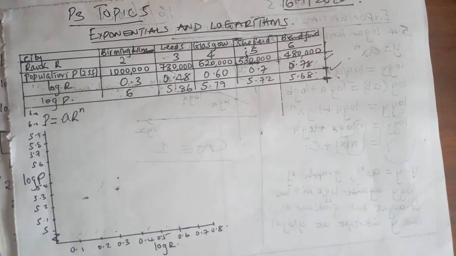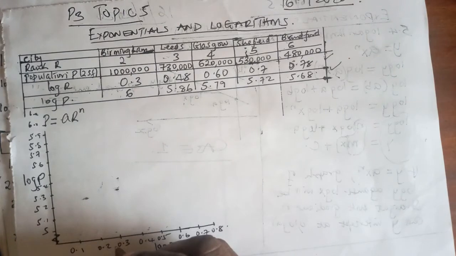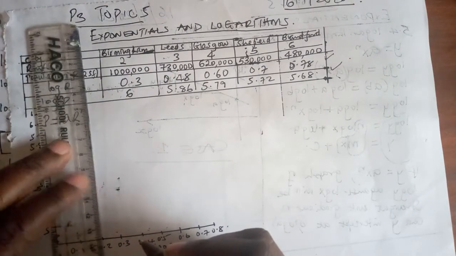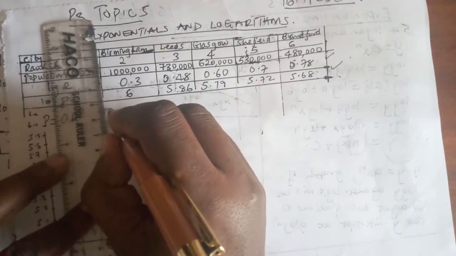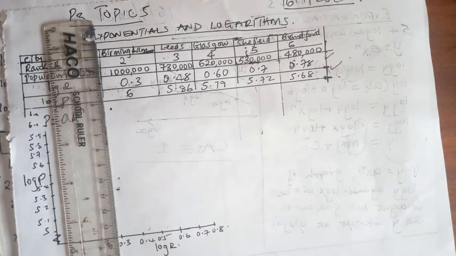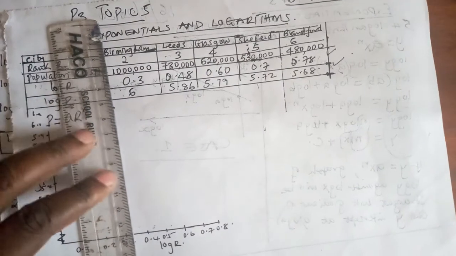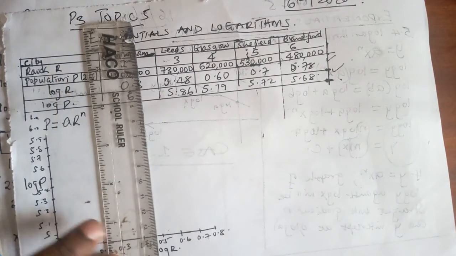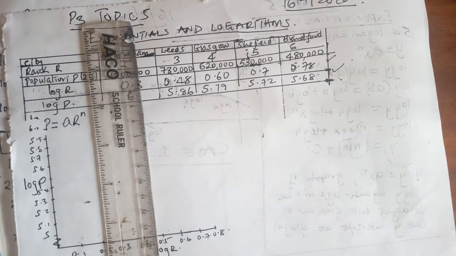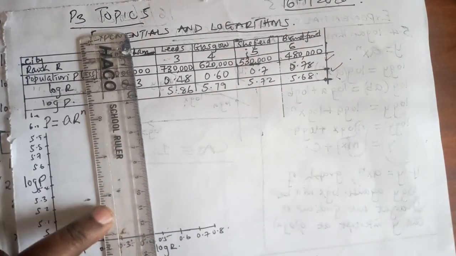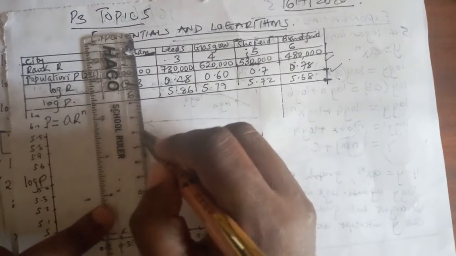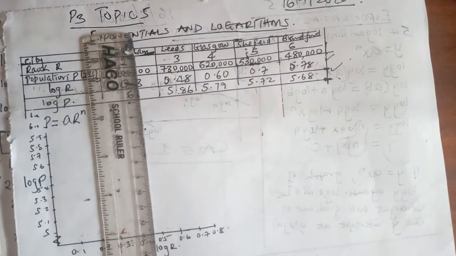And when we are talking about the logarithm of R as 0.3, what is the logarithm of P? This is 6. So this is 0.3 and 6 all the way there. The other one is 0.48 against 5.86, somewhere around there. A graph paper would really help you.